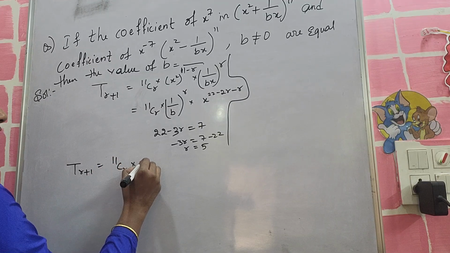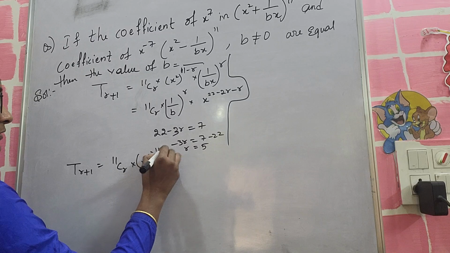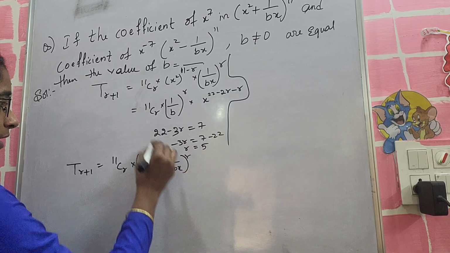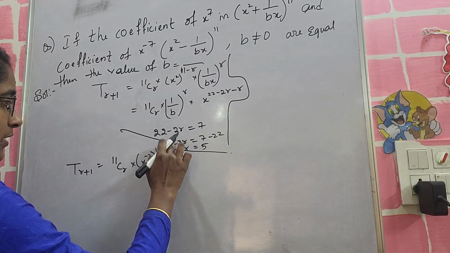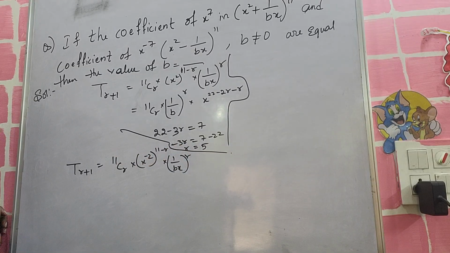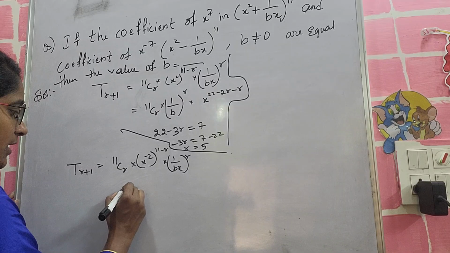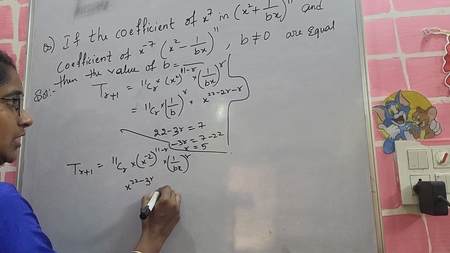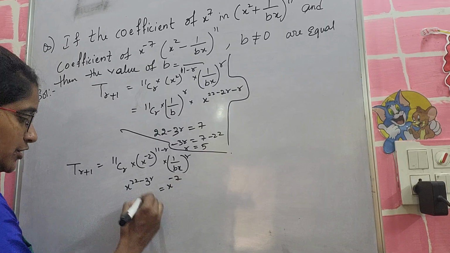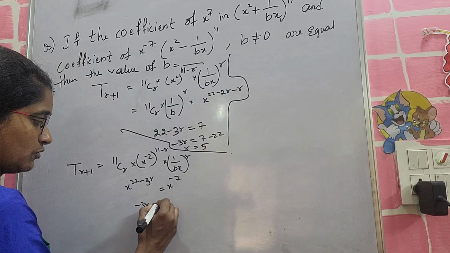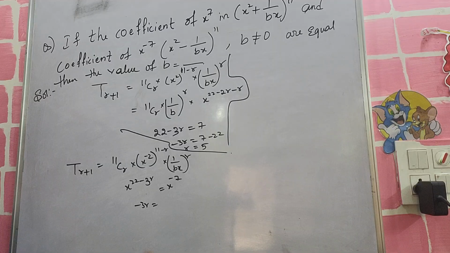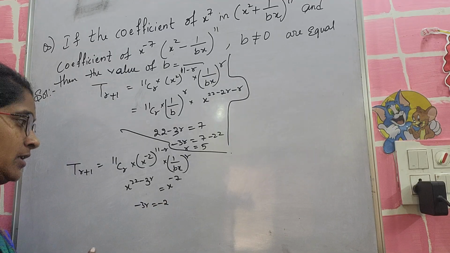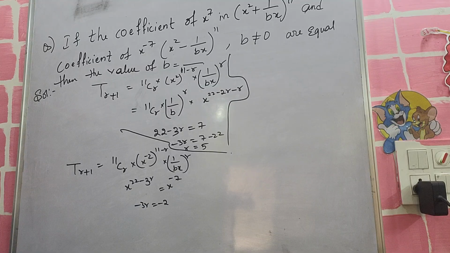11Cr into (x to the power of minus 2) whole power of (11 minus r) into (1 by bx) whole power of r, right? Okay, now the answer is 7, so everything will be 7 here, and x to the power of 22 minus 3r equals x to the power of minus 7. So 22 minus 3r is equal to minus 7. If I send that across, it will be a plus, so minus 29. Is it minus 29?